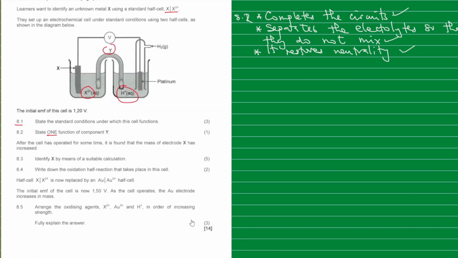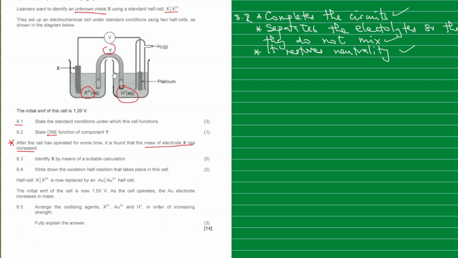Then we have question 8.3. Identify X by means of a suitable calculation. So here we were given that the metal X is unknown, so we need to identify what metal that is. Now there's a statement given here that after the cell is operated for some time, it is found that the mass of electrode X has increased. That is very important to answer question 8.3 as well as question 8.4.